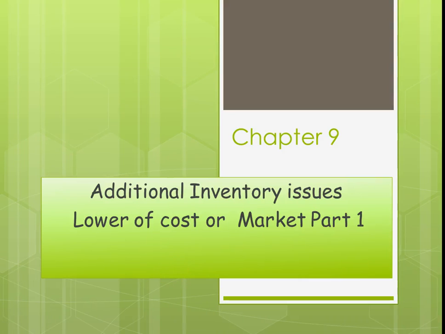Chapter 9 from the KESO Intermediate Accounting Book, and we're going to be looking at additional inventory issues. First, use of lower of cost or market, and this would be part 1 of 2 parts for Chapter 9.